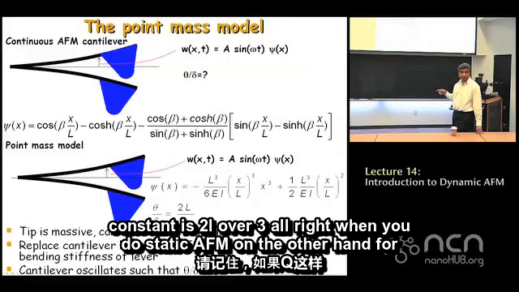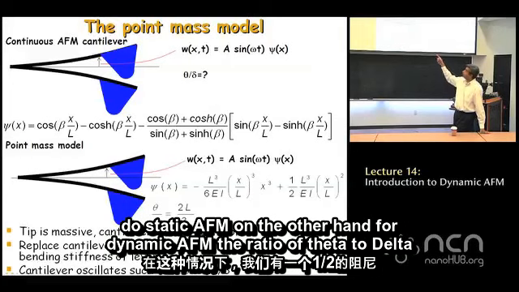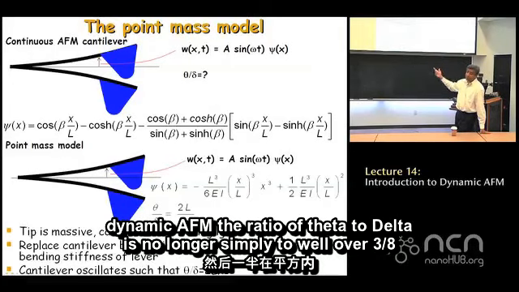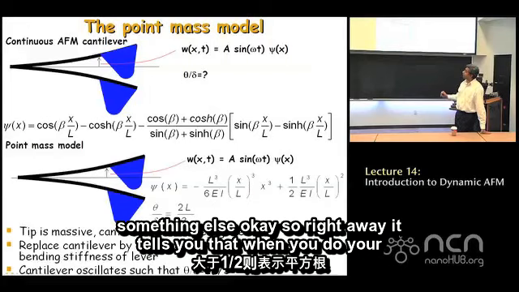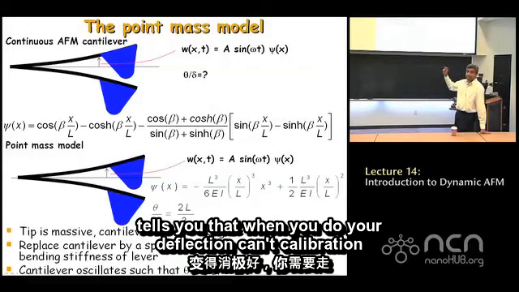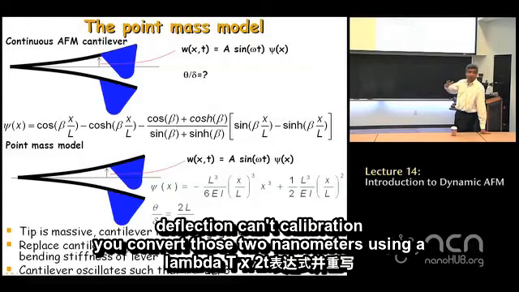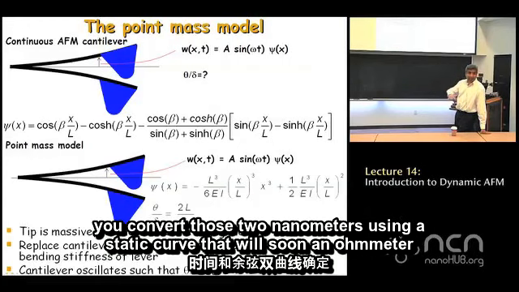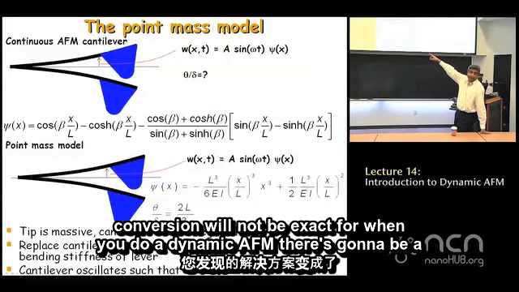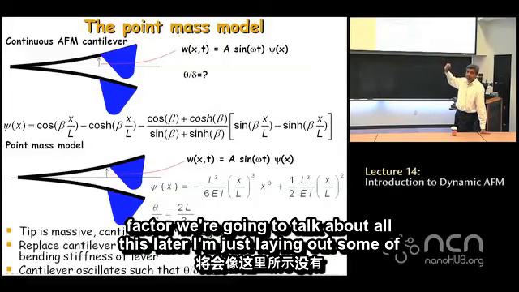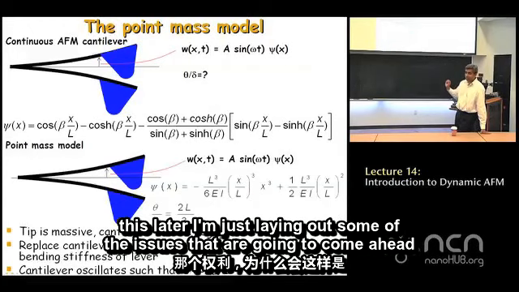On the other hand, for dynamic AFM, the ratio of theta to delta is no longer simply 2L over 3, it's something else, okay? So right away, it tells you that when you do your deflection calibration, i.e., you convert volts to nanometers using a static curve, that volts to nanometer conversion will not be exact when you do dynamic AFM. There's going to be a factor. We're going to talk about all this later. I'm just laying out some of the issues that are going to come ahead.